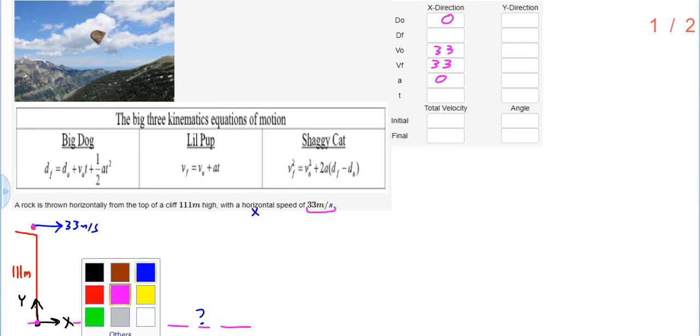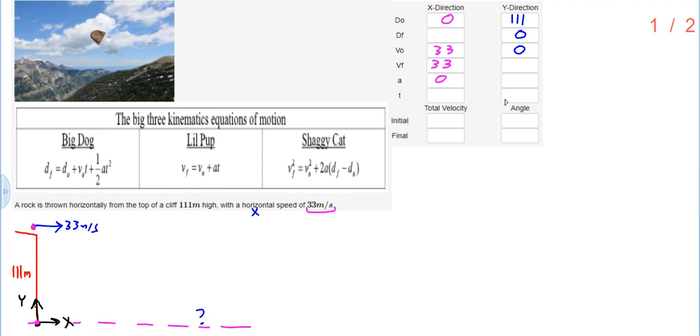Next, we're going to take a look at our y. For the y values, we said that our initial distance is our height. That height is 111 meters. The final distance, our rock is landing on the ground, so that's 0 meters. Our initial velocity in the y, initially it's only being launched horizontally, so our initial velocity in the y should be 0 because it's not falling down in the beginning. It's being shot out horizontally in the x direction. The final velocity in the y is unknown. Acceleration in the y is negative 9.8, and the reason being, this is just gravity.